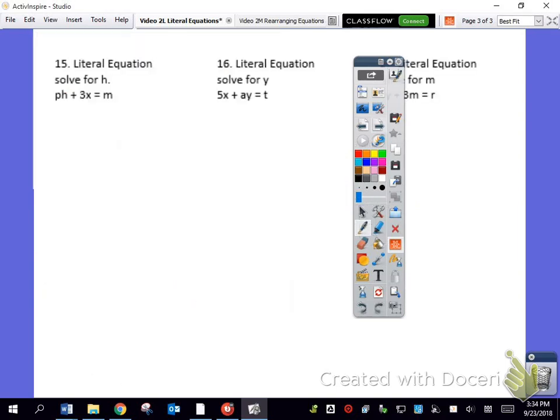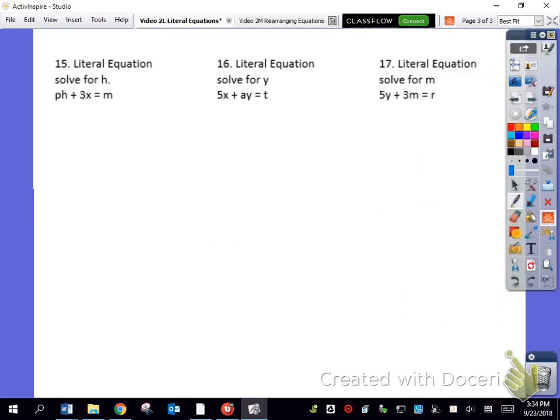Okay, we got 3 more. On 15, these are just putting it all together. I'm going to solve for h. This time I have a mixture of numbers and variables, but you still do the same thing. So I have my line. I want h by itself, so I have to get rid of the plus 3x first. So the opposite of plus is a minus. But since 3x is together, I get rid of it together. So these cancel out, and you've got ph equals, now remember, start from the top.